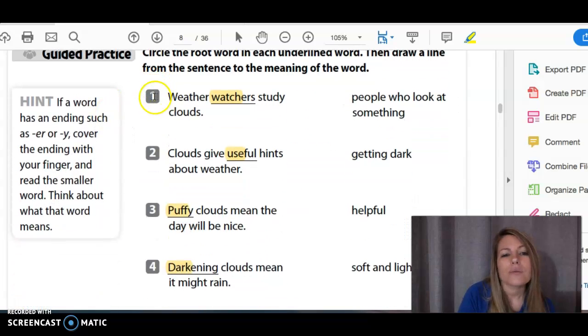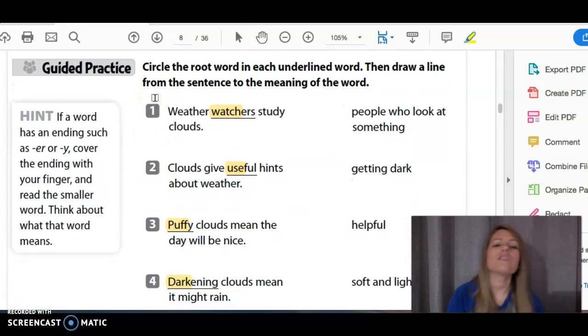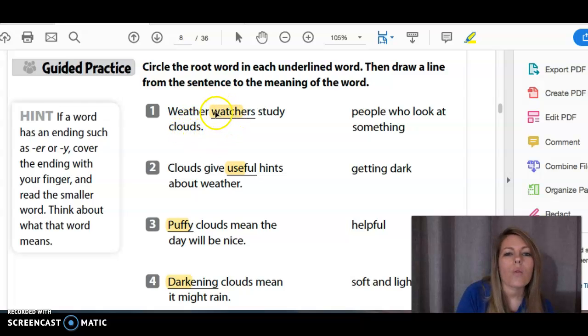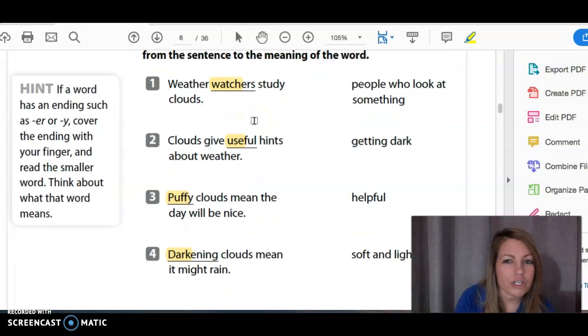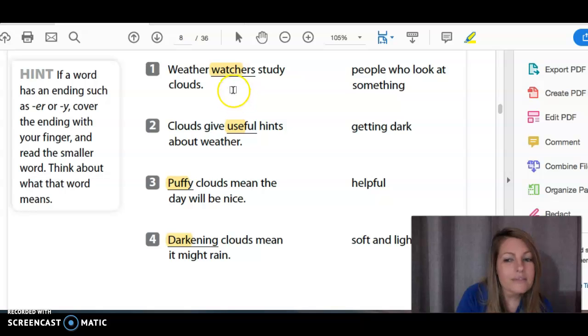Now let's start with number 1. The first thing that we have to do is to find the root word. Weather watchers study clouds. Watch is our root word. That's the main part of that word. I know what watch means, but they've added the suffix ers, watchers. What are watchers? We know what watch means. What do you think a watcher means?